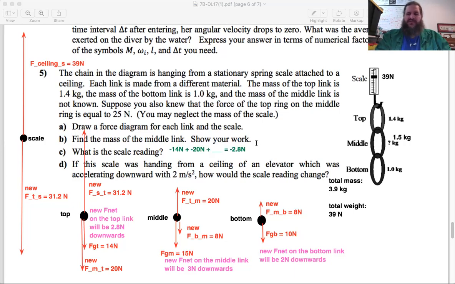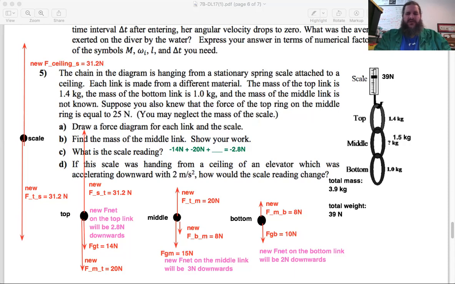So this would be the equation you're solving in terms of just the y components: 14 downwards, 20 downwards, and some unknown amount upwards equals 2.8 newtons downwards. Add 34 newtons to both sides, you get 34 minus 2.8, which is 31.2. So that'll be the new force of the scale on the top link. Likewise, the new force of the top link on the scale. And the force on the ceiling is also going to get weaker because that has to just hold up the scale. So this will also be 31.2 newtons.